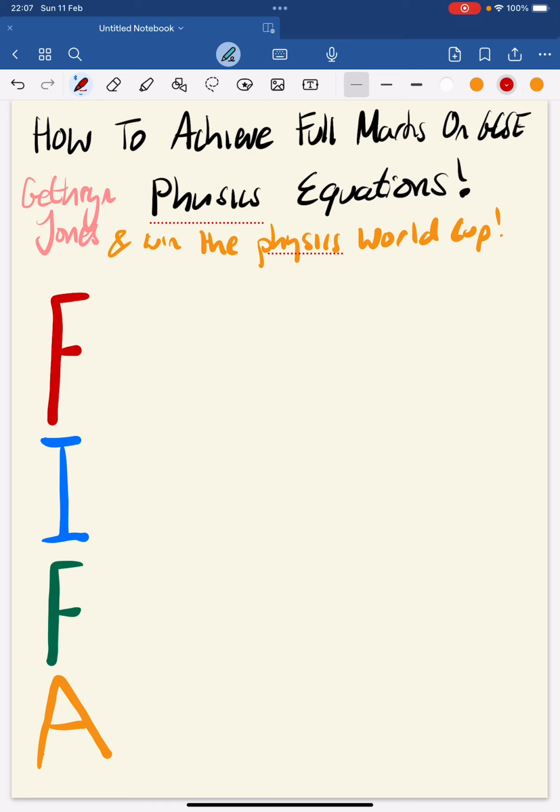So FIFA, the first F we want to talk about is the formula. When it comes to your equation, your calculation question, just write down the formula that you're using, whether you remembered it or you've got it from the formula sheet. So let's say it was your gravitational potential energy. We should know that gravitational potential energy equals mass times gravitational field strength times height.